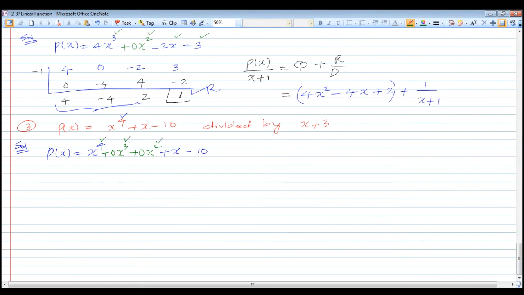Now I can proceed. The next step is the synthetic division. So I write 1, 0, 0, 1, minus 10. And then what about the divisor? What is the divisor here?